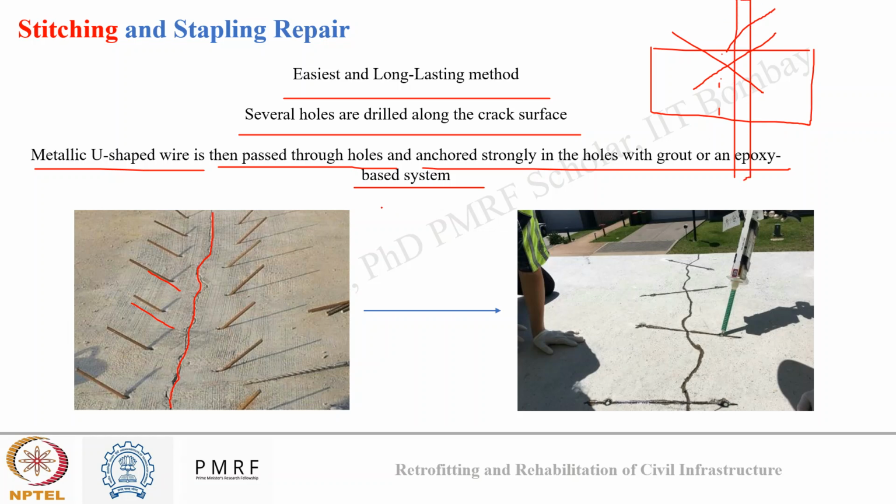I will drill hole in an inclined manner so that it is crossing the plane of the crack, and I will insert metallic wires, staple-like wires on the top, and I will fill this hole with epoxy grout, so that it can seal the crack properly, and it won't allow the crack to propagate further, and it will resist the propagation of crack. Okay, so in this image you can see stitching and stapling repair was carried out to repair a pavement surface.